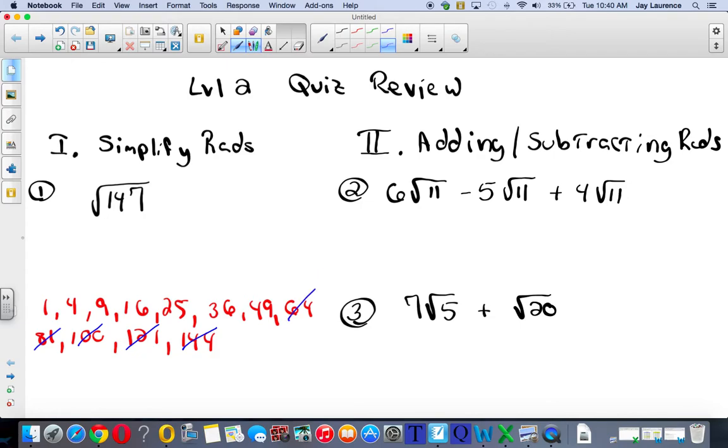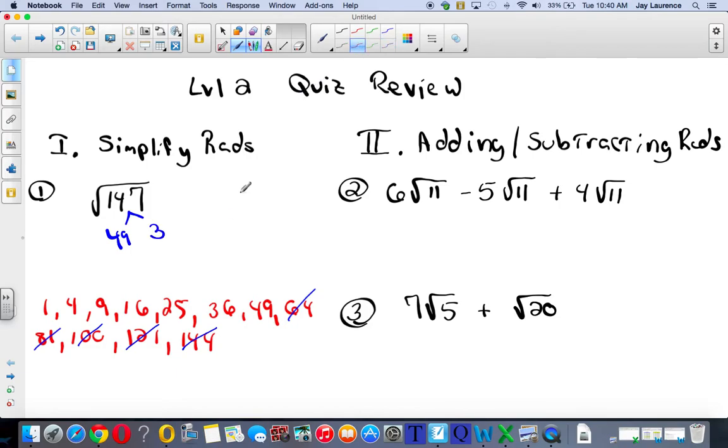A really good thing to do would be to pause and see if you can find the largest perfect square. I'm going to keep going here. I got 147 divided by, what is that, 49? Oh, 3 times, there it is. So I'm going to break this down into 49 and 3.